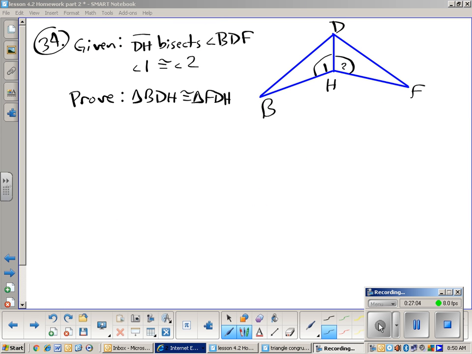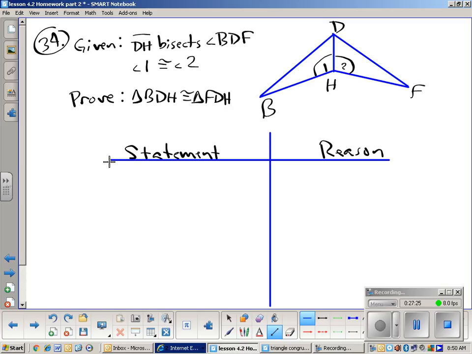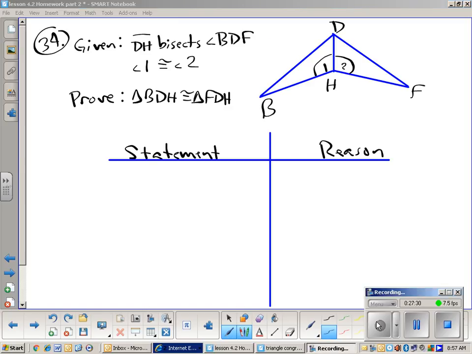So on number 34, I want you to try this in your group. Very similar to some we've been working on. Probably be the last one we do today. Okay, so wander around while you work on that. All right, just a couple minutes here to finish up.